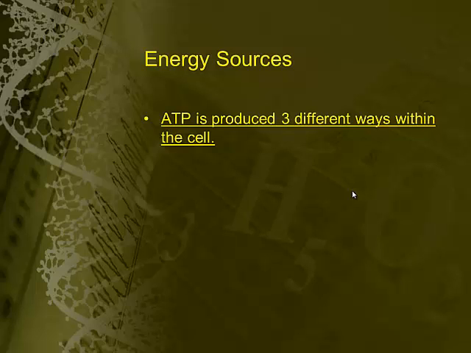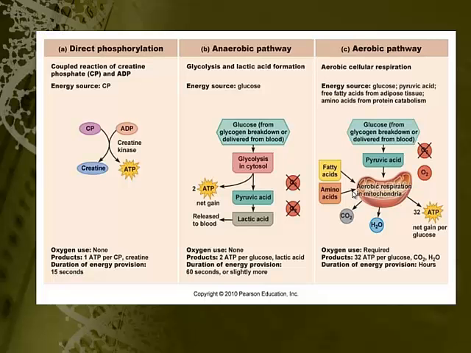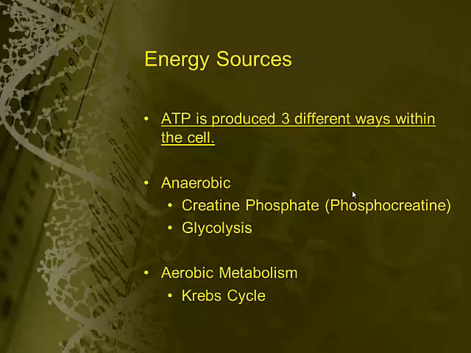All right, let's talk about energy sources though. ATP, or adenosine triphosphate, is produced 3 different ways within the cell. Anaerobically, it's produced 2 different ways, and anaerobic means without oxygen. We have creatine phosphate and we have glycolysis, and then we have aerobic metabolism, which uses oxygen. The anaerobic ones, creatine phosphate and glycolysis, are extremely fast and they produce a lot of energy quick. But aerobic metabolism is a little slower, so it's more for jogging and endurance type of things. It's not for sprinting.